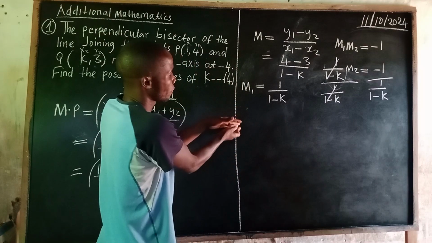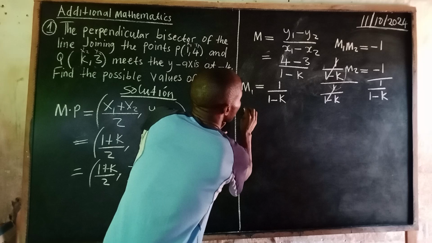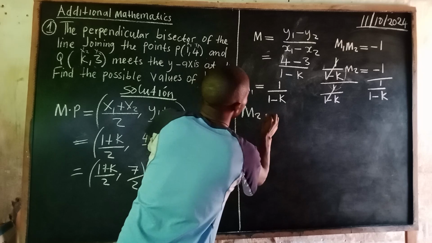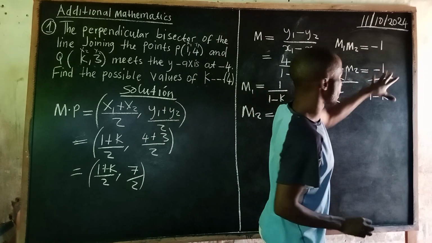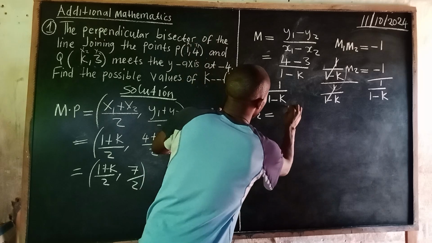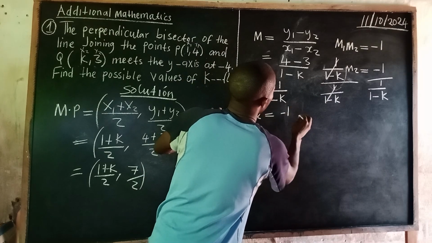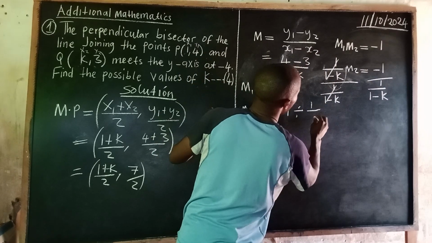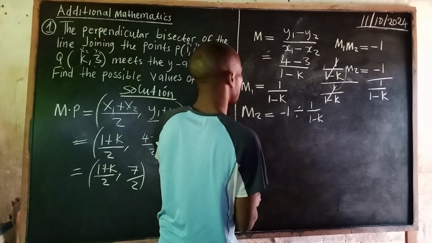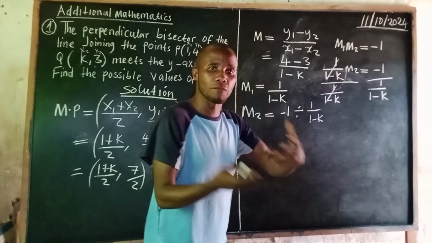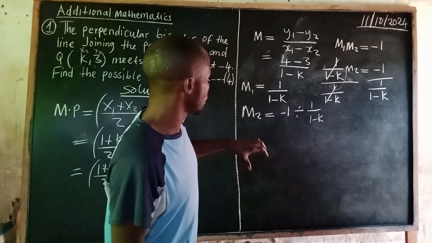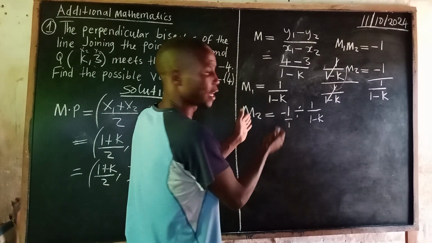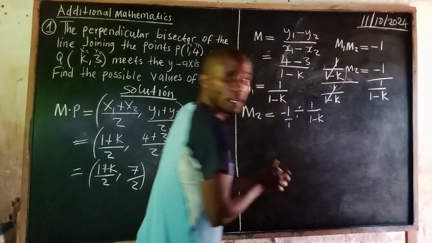Let me use this other part of the board. I start from here because looking at the space is too small. So now we are remained with M2. M2 is equal to, we are going to simplify this now. Here we are going to say -1, divided by, remember this is a division sign, 1 over 1 minus K. So now, since this one is in fraction, we are also going to assume, because a whole number is always over 1, that even this one is going to be over 1, so that we can make both fractions.